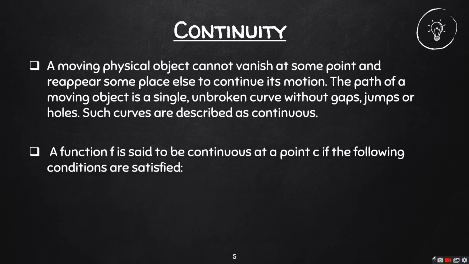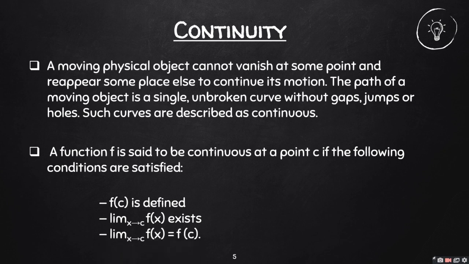A function f is said to be continuous at a point c if the following conditions are satisfied. Function f is defined at c. Limit as x tends to c of f(x) exists. Limit as x tends to c of f(x) is equal to f(c).